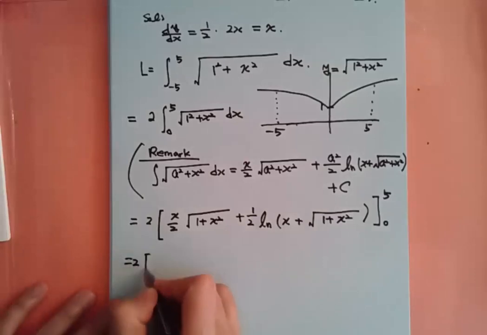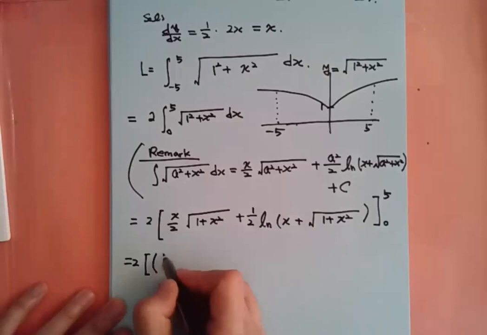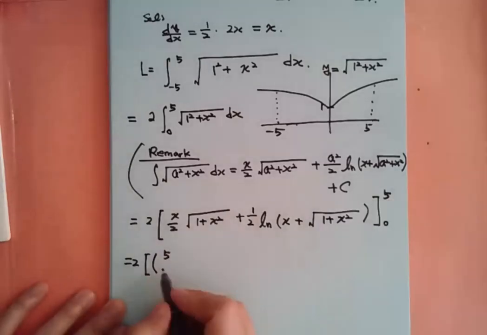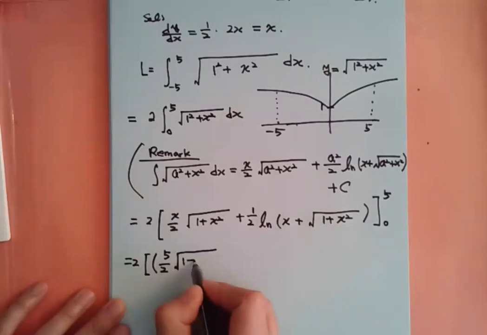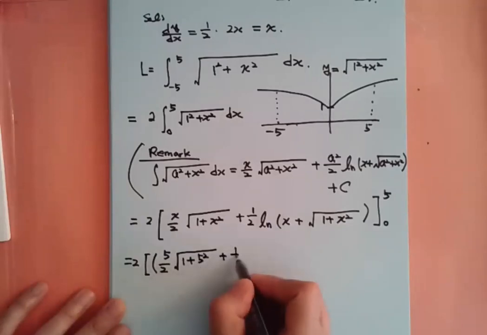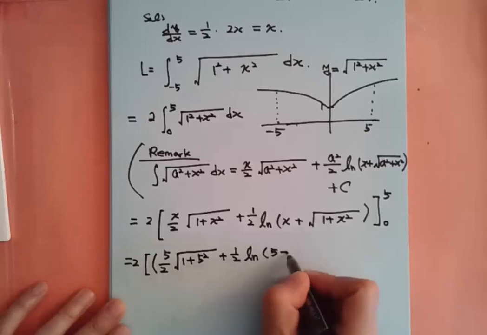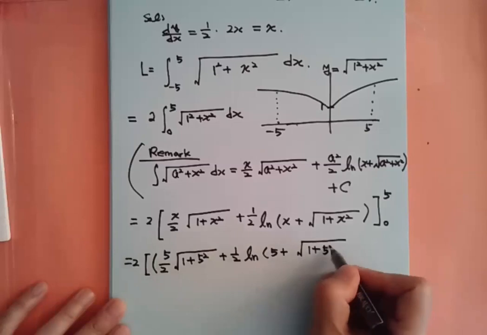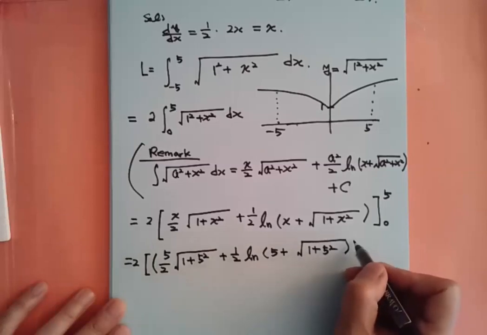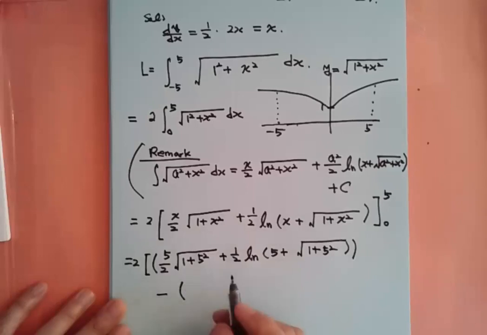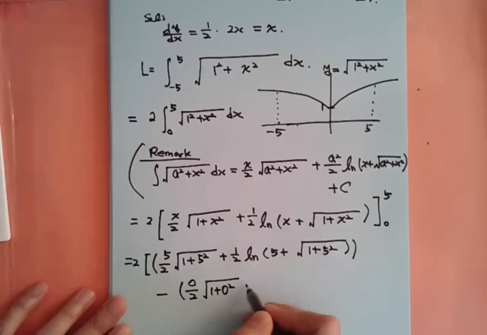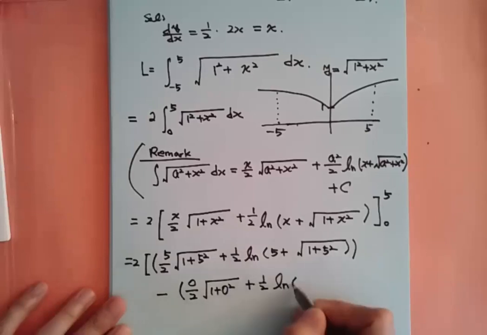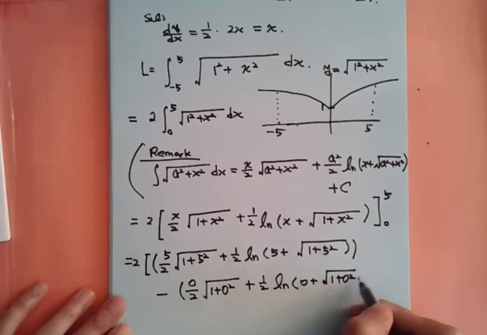So that is 2 times, 5 is plugged in here, 5 over 2 square root of 1 plus 5 squared plus 1 over 2 natural log of 5 plus square root of 1 plus 5 squared, minus, let's just go through, 0 over 2 square root of 1 plus 0 squared plus 1 over 2 natural log of 0 plus square root of 1 plus 0 squared, and so on.